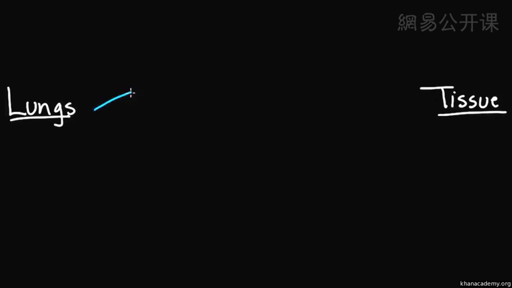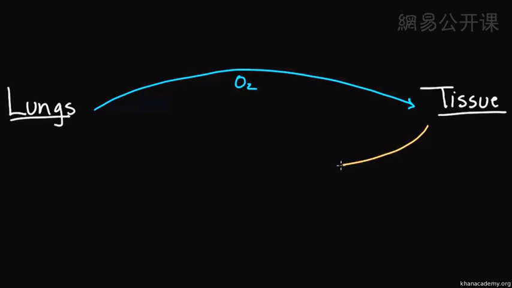So we've talked a little bit about the lungs and the tissue and how there's an interesting relationship between the two, where they're trying to send little molecules back and forth. The lungs are trying to send, of course, oxygen out to the tissues, right? And the tissues are trying to figure out a way to efficiently send back carbon dioxide. So these are the core things that are going on between the two.